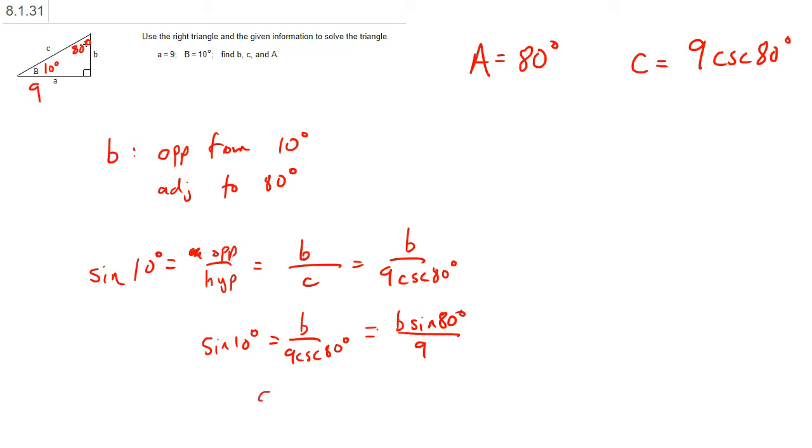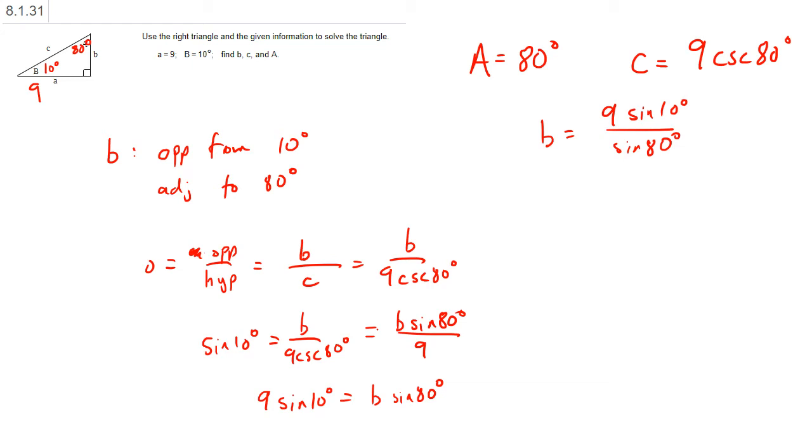Now if I cross multiply, we get 9 times the sine of 10 degrees is equal to b times the sine of 80 degrees. And now I can divide by the sine of 80 degrees and get that b is 9 times the sine of 10 degrees divided by the sine of 80 degrees. This is a perfectly legitimate way to do this problem, but it's not the only way.